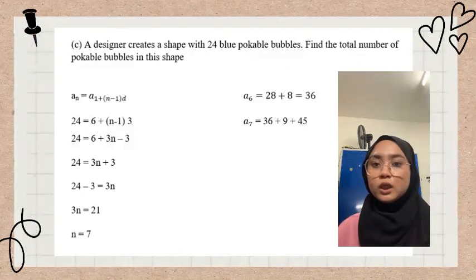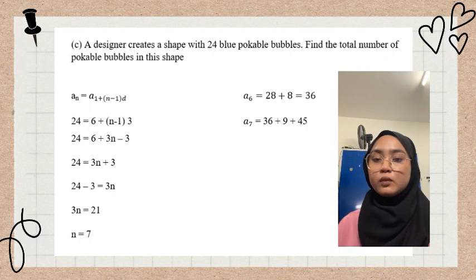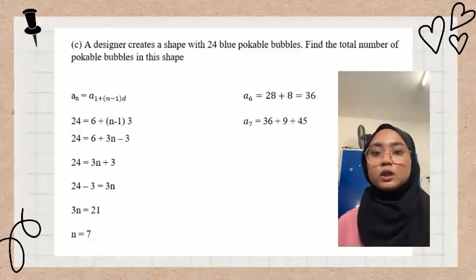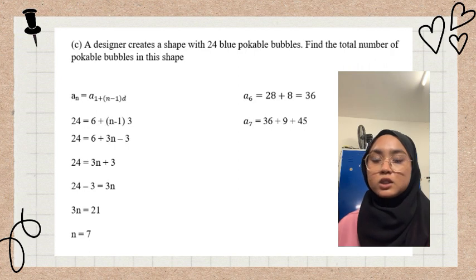Now we use the formula an equal to a1 plus bracket n minus 1 bracket d. And we take from the equation, that's 24 equal to 6, 6 is the first term, plus bracket 3n, 3n is the closer term, to 24 minus 3. And then we solve it. We got 3n equal to 21. And the last one, we got 7 for n.